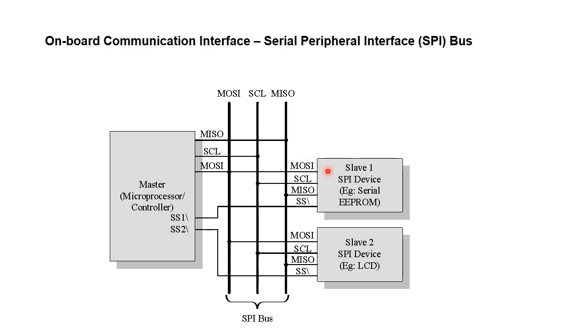Then the other pins are those connected to the bus, each line in the bus. We have 3 pins in the master which are connected to these 3 lines of the bus, and again 3 pins in each of the slave devices which are connected to these 3 bus lines. So this is the SPI bus.